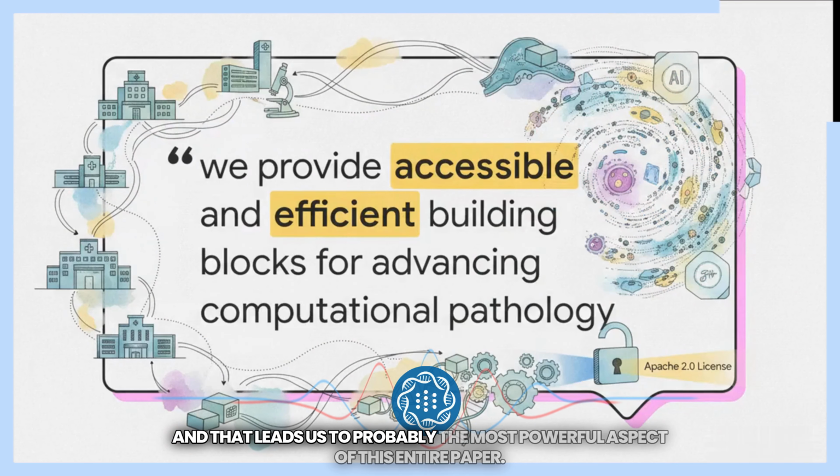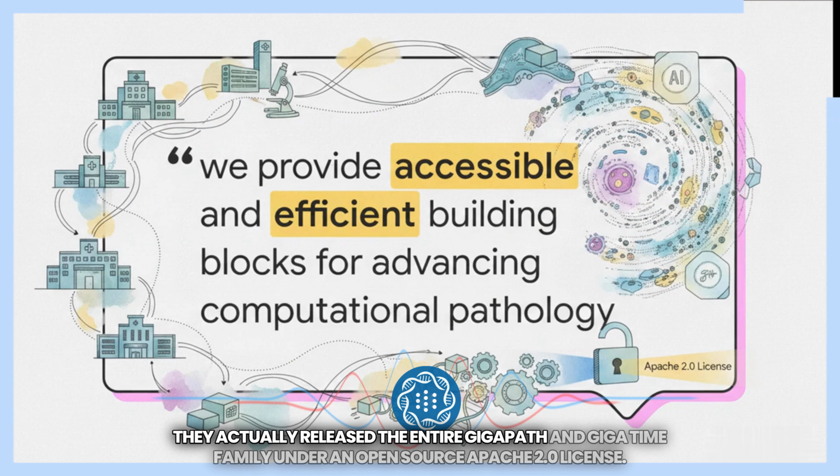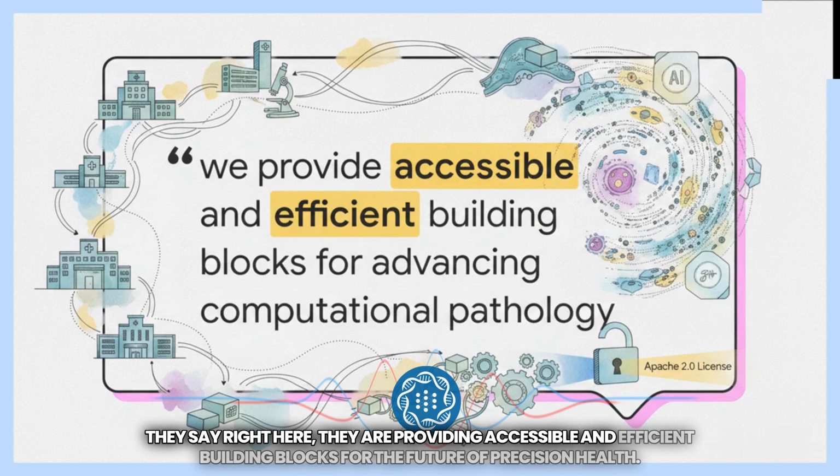And that leads us to probably the most powerful aspect of this entire paper. The researchers didn't just build this and lock the technology away. They actually released the entire GigaPath and GigaTIME family under an open-source Apache 2.0 license. Like they say right here, they are providing accessible and efficient building blocks for the future of precision health.